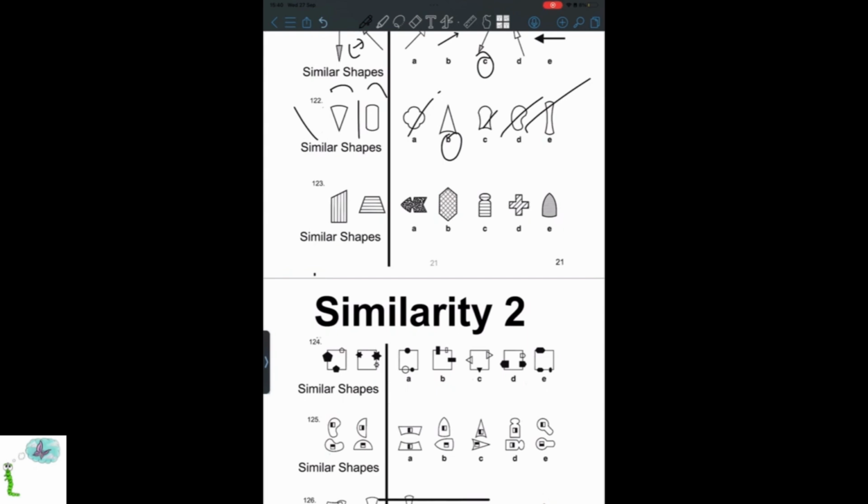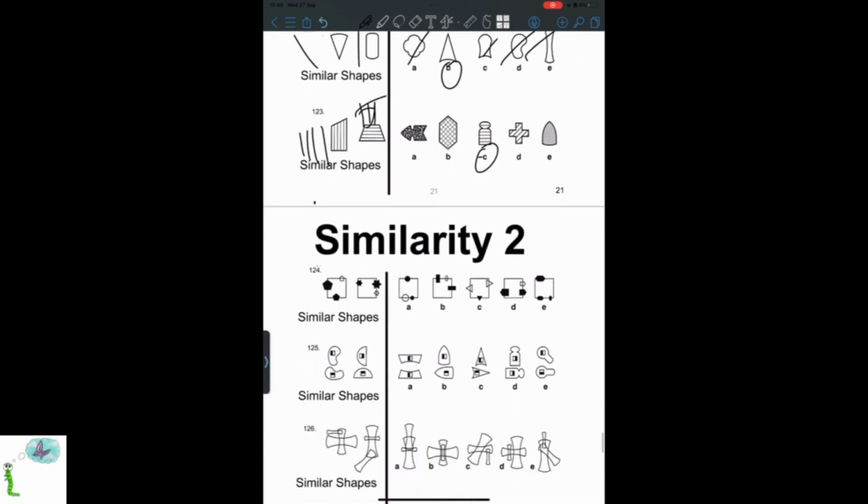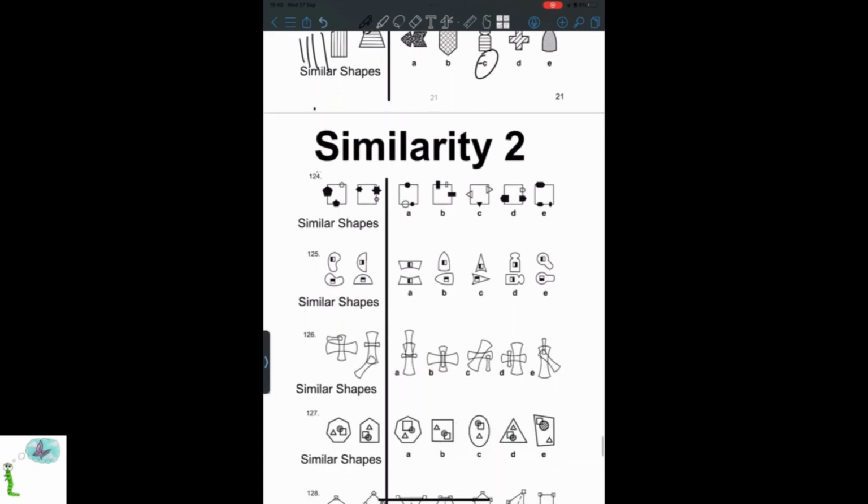So this one, what's similar? They both have 4 sides and they both have this pattern. So I'm going to look for something. Okay, none of these have 4 sides, so that can't be the rule. It's probably going to be something to do with the pattern, right? And C has the same pattern. Question 124.